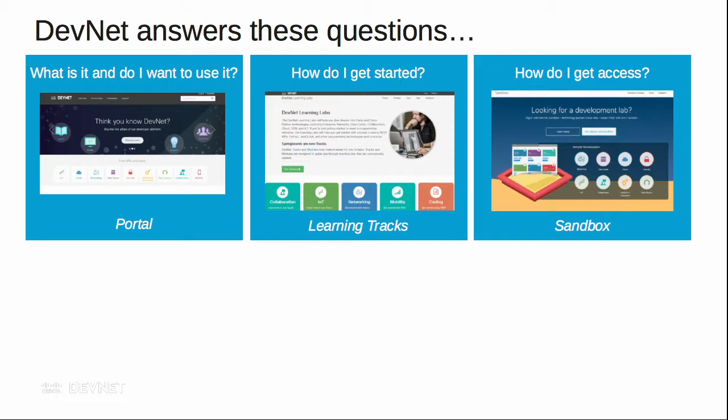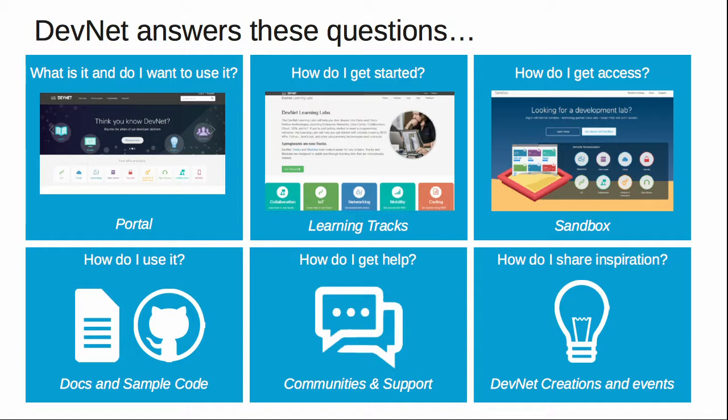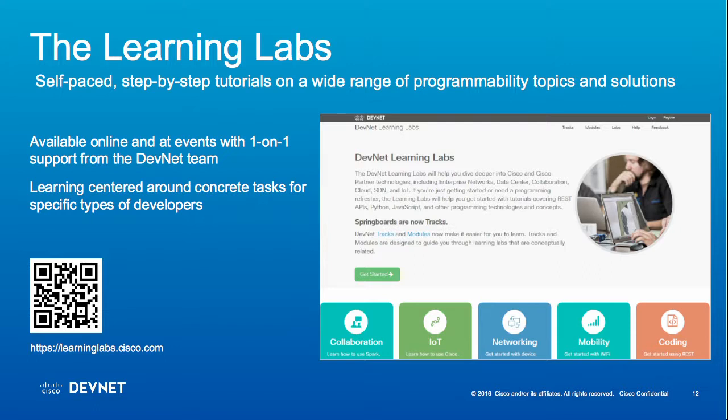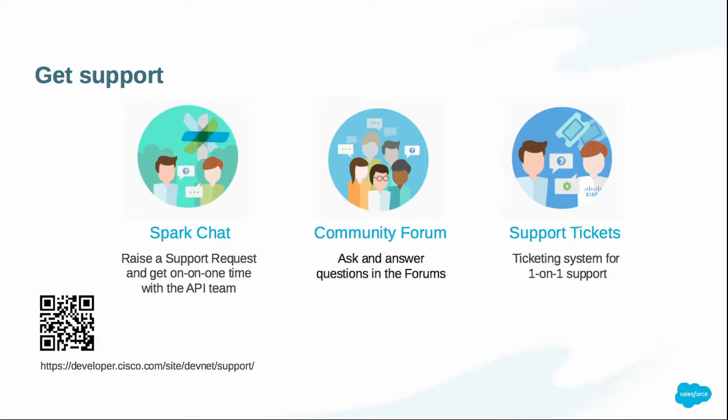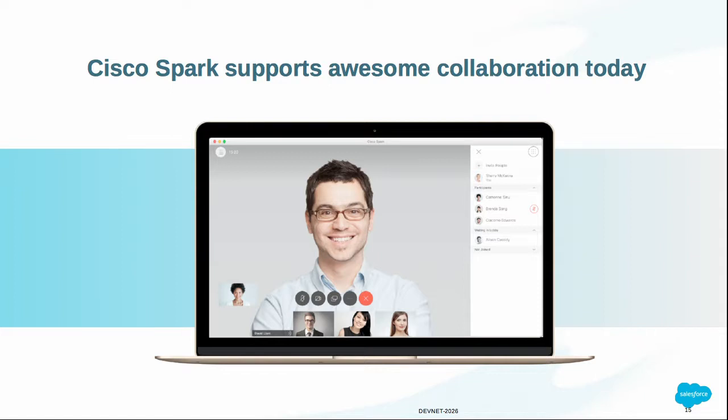Just a brief introduction about DevNet here that I'm going to skip over mostly. We're the developer outreach organization. In addition to Cisco Spark, we cover and provide support for literally hundreds of APIs for the wide range of Cisco products in collaboration and elsewhere in networking and IoT, security, et cetera. One of the cool features of DevNet that I've been working on a lot over the last year are the learning labs. We'll see that in just a second. These are live interactive tutorial experiences. We provide support. So custom development with Spark, the APIs and SDKs.